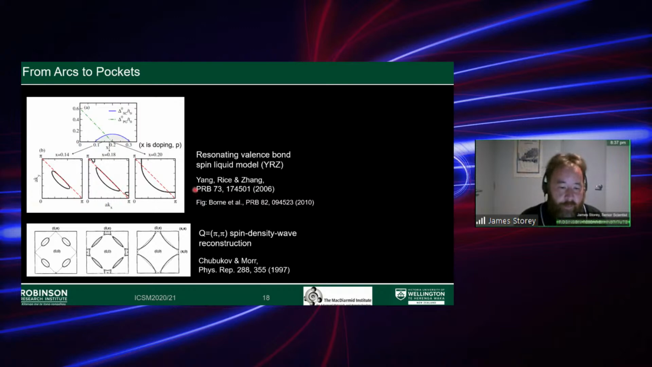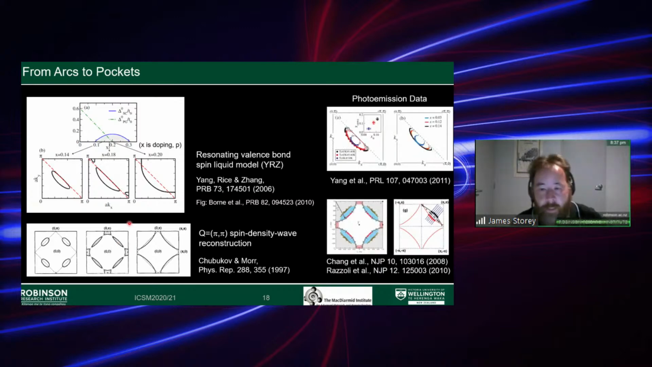These two models are quite similar, the main difference being that in the spin density wave reconstruction, we're simply folding the zone along the diagonal, and hence the pockets are symmetric along that diagonal line. And there is some limited photoemission data in support of both of these pictures.